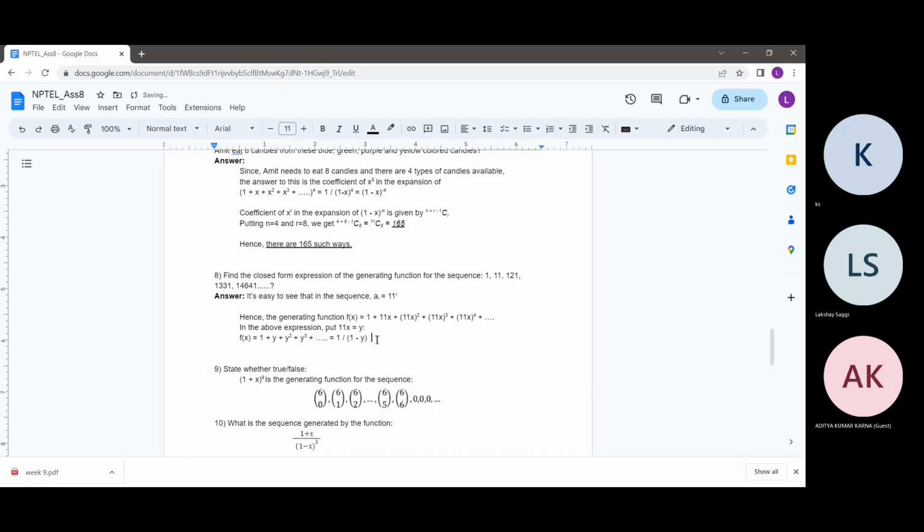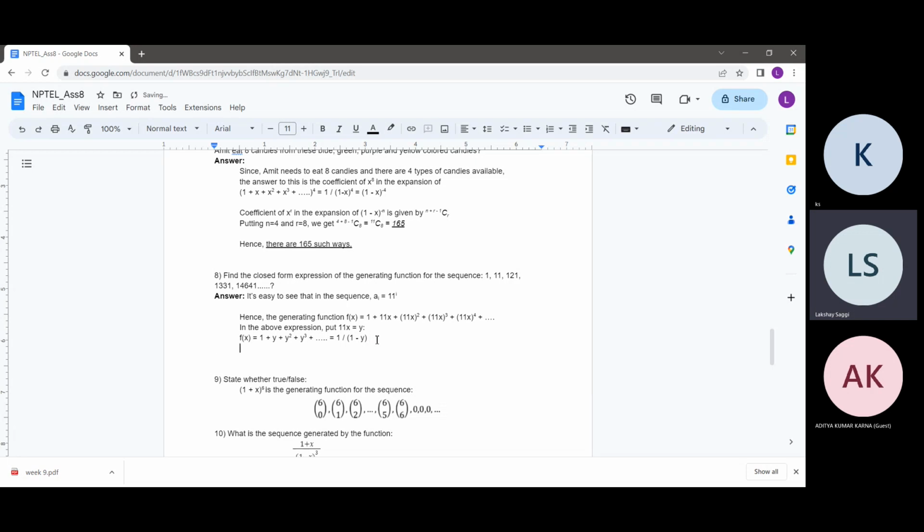So f of x is nothing but 1 upon 1 minus y, and since y was actually 11x, it is nothing but 1 upon 1 minus 11x. What I was mentioning was that this formula is very useful.